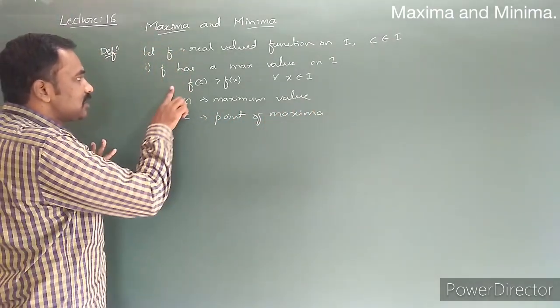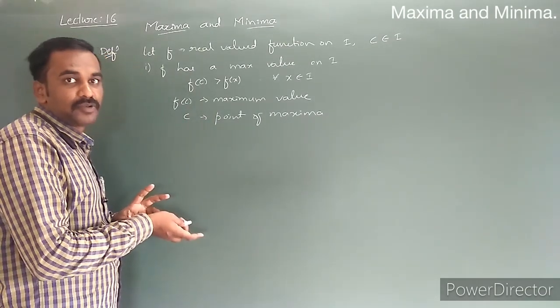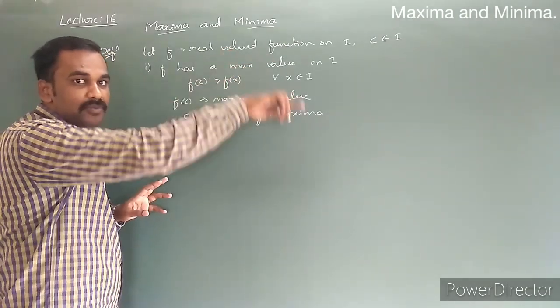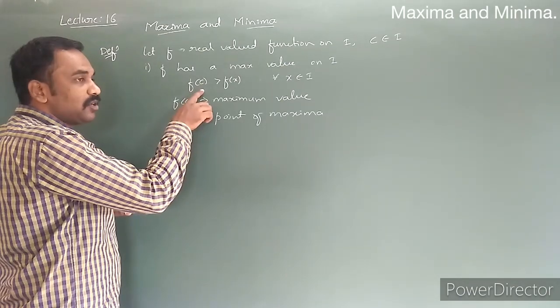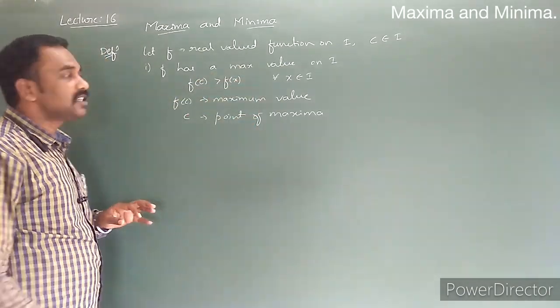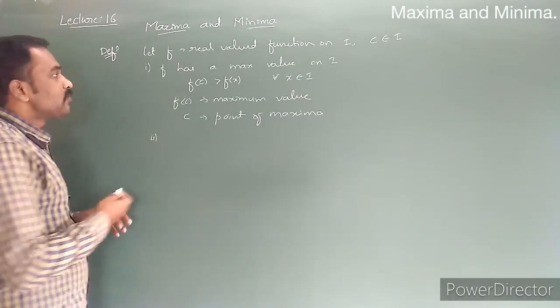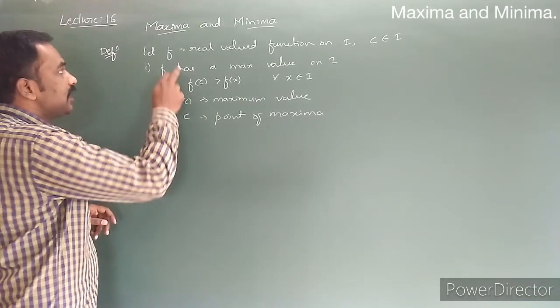Already you know this relation: f of x1 is greater than f of x2, then the function is said to be an increasing function. And f of x1 is less than f of x2, then the function is said to be a decreasing function. Anyway, let's move to the next one. I will explain afterwards.